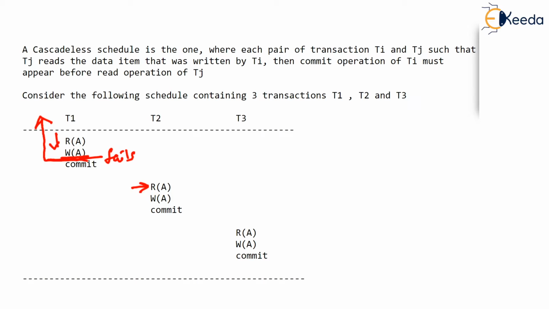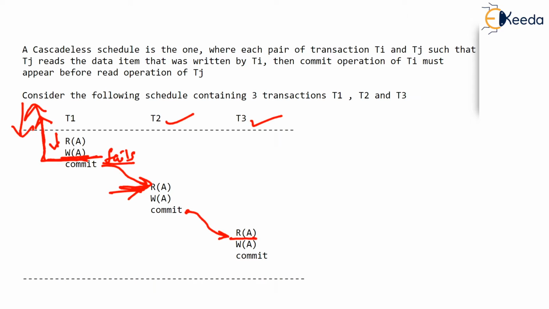Note that this read A is after the commit, isn't it? And T1 has not yet committed. It failed before commit. So let it roll back and restart again. But that won't affect T2. Similarly, that won't affect T3 either because T3 is reading authentic value from T2. T2 has committed and after that T3 is reading the value of A.